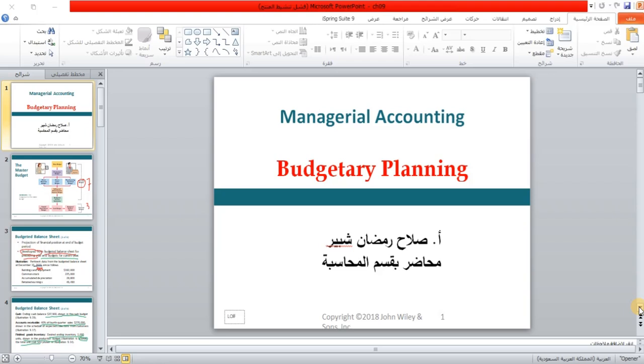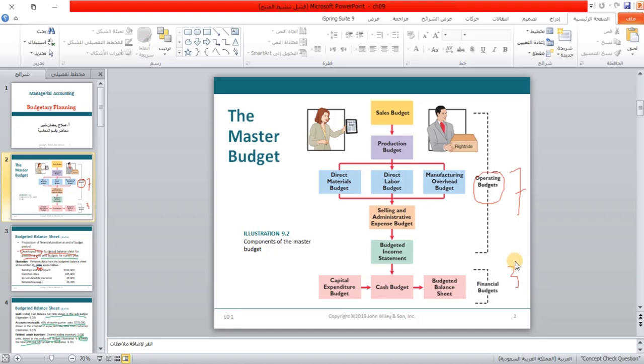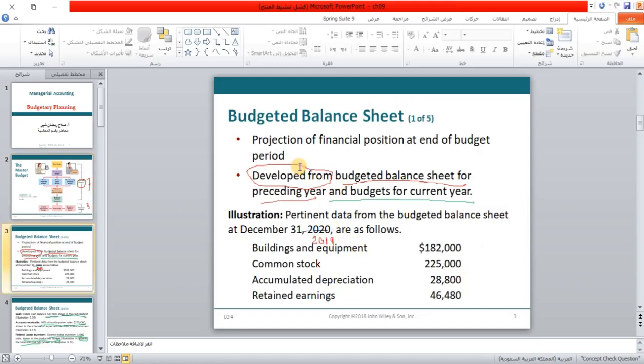Managerial Accounting, Budgetary Planning. In this recording, we will discuss the budgeted balance sheet. Budgeted balance sheet: projection of financial position at the end of the budget period. This budget is developed from the budgeted balance sheet for the preceding year plus budgets for the current year.